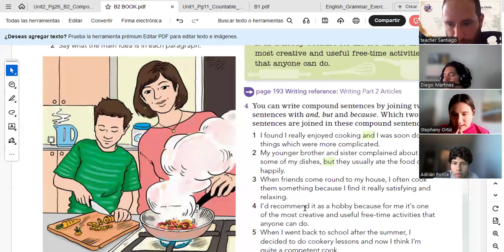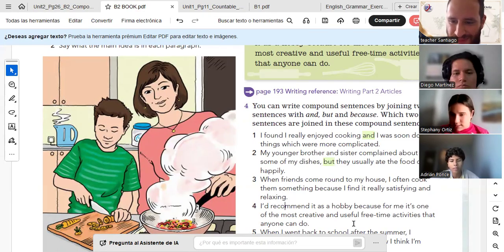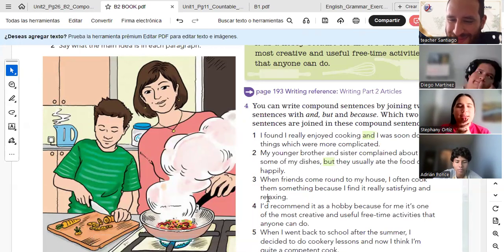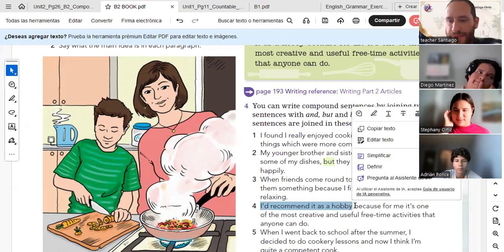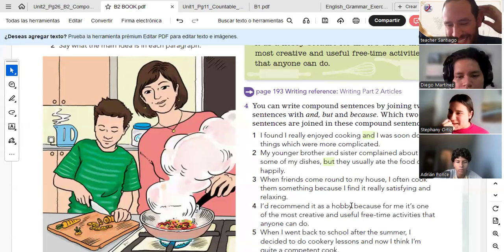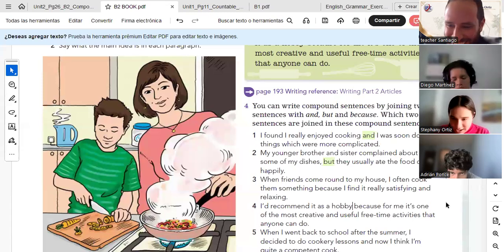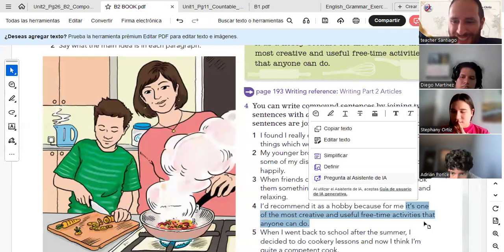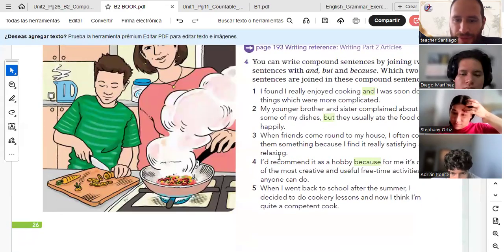Number four, Stephanie, because Diego is reading. I recommend it as a hobby because for me it's one of the most creative and useful free time activities that anyone can do. The first sentence, I recommend it as a hobby. Yes. The second, it's one of the most creative and useful free time activities that anyone can do. Great job, you're right. And the connector is because. Well done.